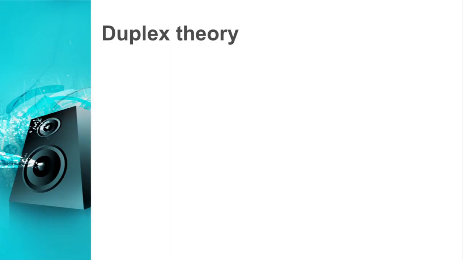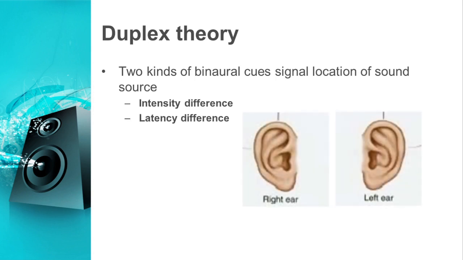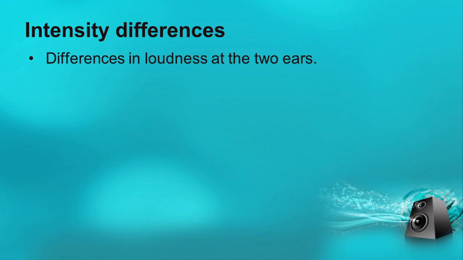The theory that explains the localization of sound is called duplex theory. According to duplex theory, there are two kinds of binaural cues that signal the location of sound source. They are intensity differences and latency differences between the sound received by the right and left ears. Intensity differences are the differences in loudness at the two ears.